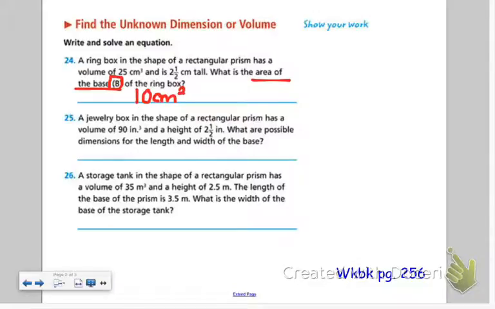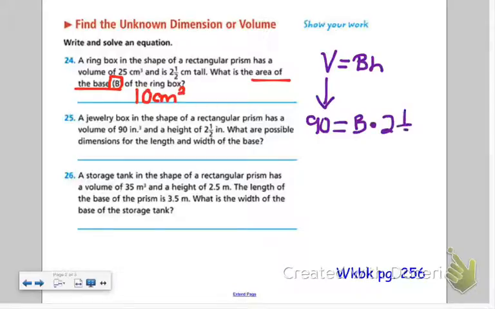So I might go back and use that formula, volume equals the area of the base times the height. So let's see, our volume is 90. The area of the base we don't know. The height we know is 2.5. So I'm wondering if this is the same, well, I guess it's a different jewelry box, but it happens to have the same height. So let's see. I can solve this multiplication equation by using division.